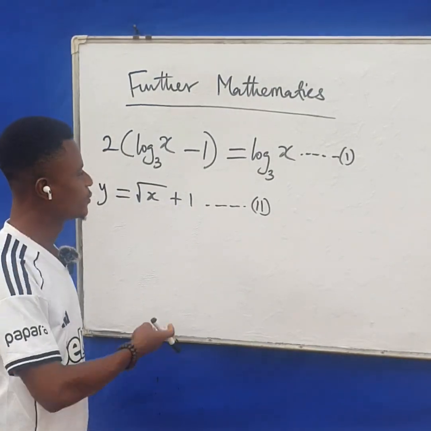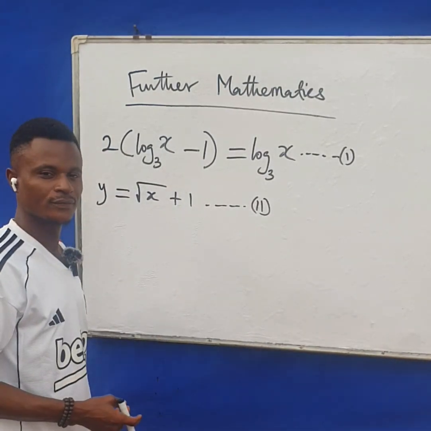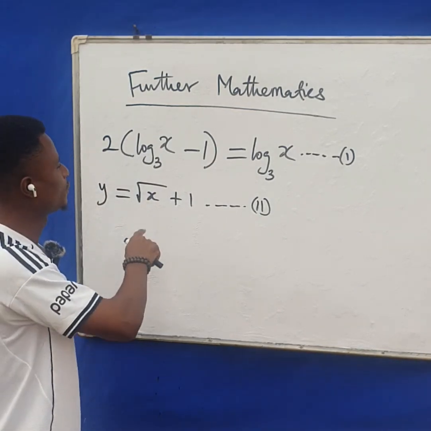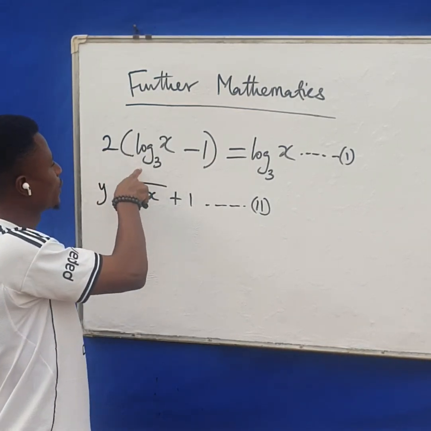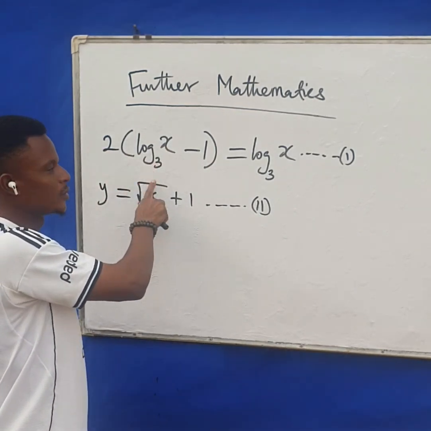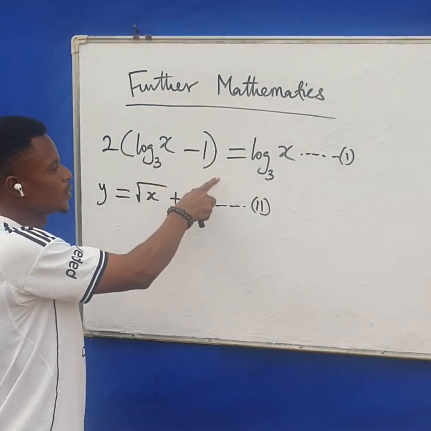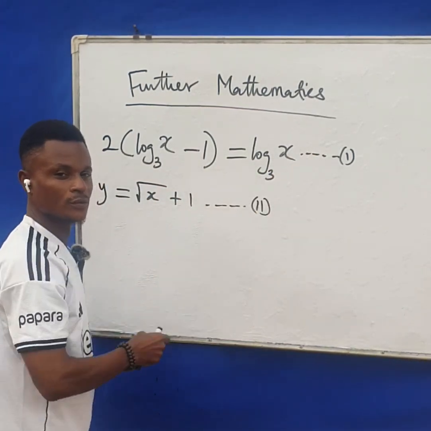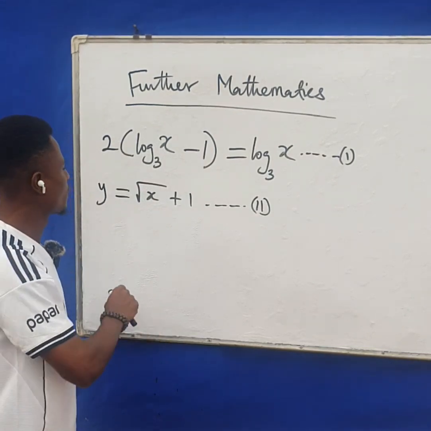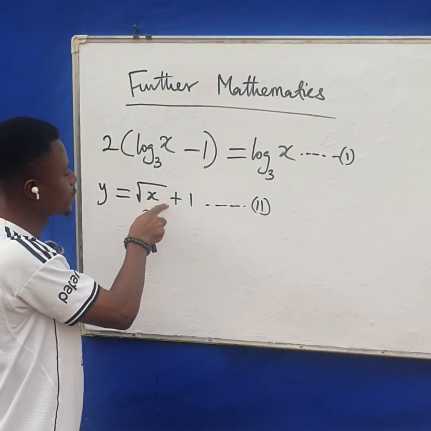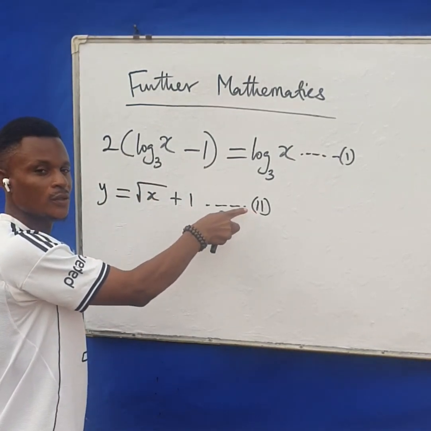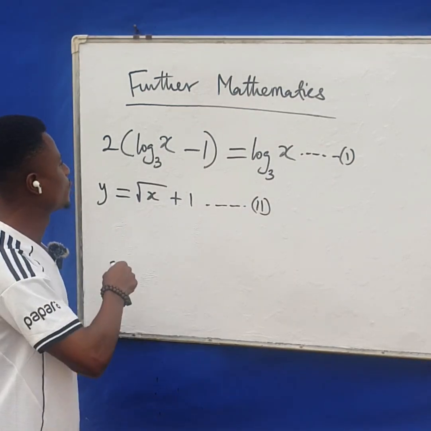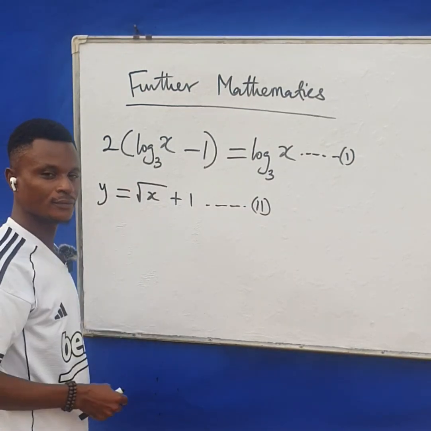Let me show you how to solve this further mathematics question on the board. This is a simultaneous equation. We have 2(log x base 3 minus 1) equal to log x base 3, and we are told that this is equation 1. Also, we are given y equal to square root of x plus 1, and it's called equation 2. Now we are asked to find the value of x and y.